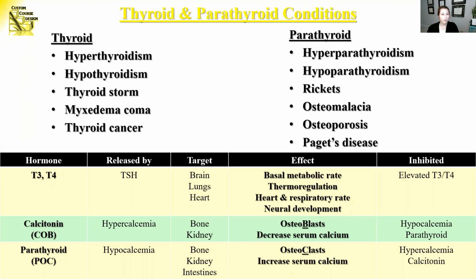Hypocalcemia and parathyroid hormone will turn off calcitonin. Parathyroid, if you can remember, POC, stimulates osteoclasts. So hypocalcemia will trigger the body to have osteoclasts chew the calcium out of the bone and deposit it back into the bloodstream. So this works at the bone, the kidney, and the intestines to increase the serum calcium. If we have too much calcium or we have calcitonin, that will turn that off. So remember, POC and COB work kind of opposite of each other.